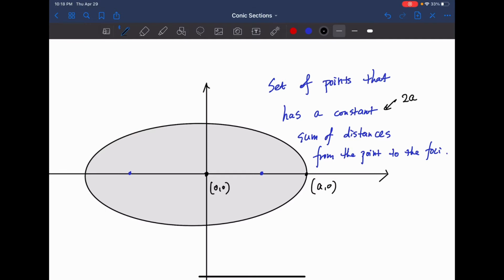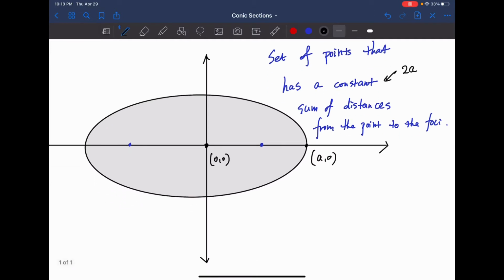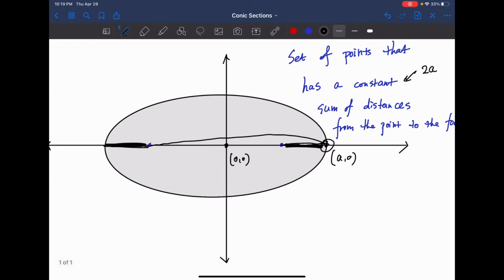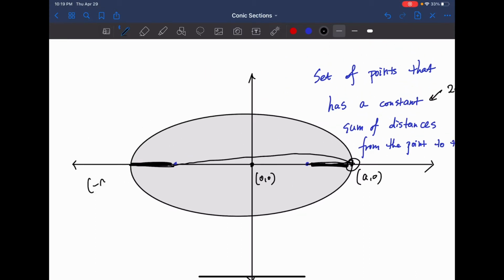So let's see why that is 2a. So just for this point, this distance plus this distance must be the constant, right? But we know that the ellipse is perfectly symmetrical, so this distance right over here would be equivalent to this distance right over here, and this coordinate over here will be negative a, 0. Therefore, the whole distance, which is a constant of the sum of the distances, would just be 2a.